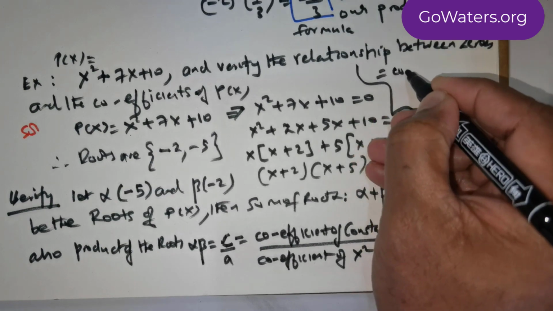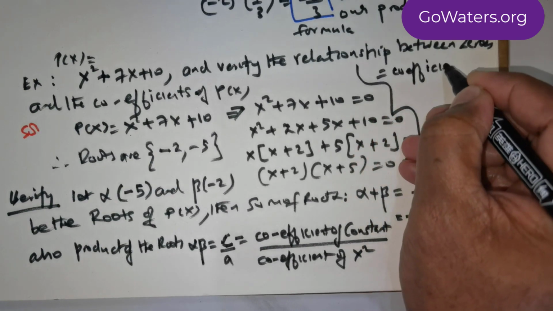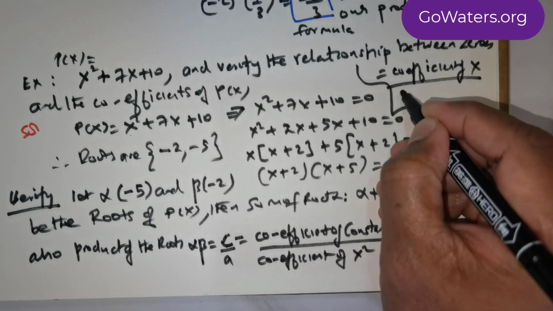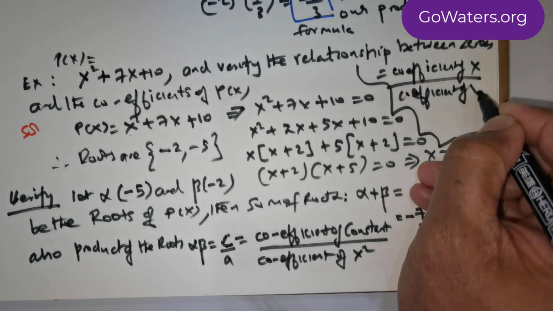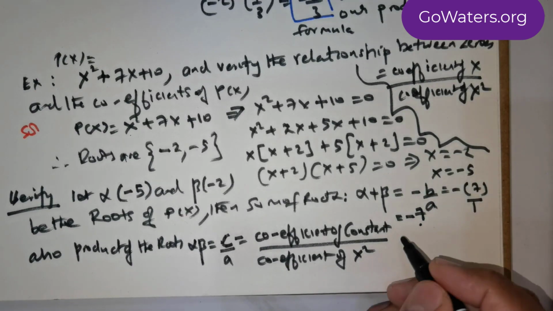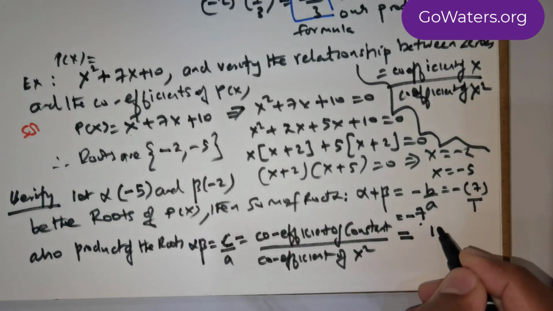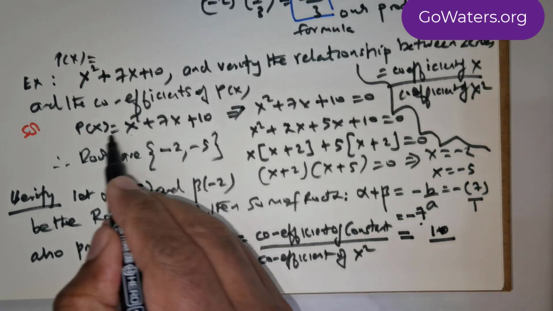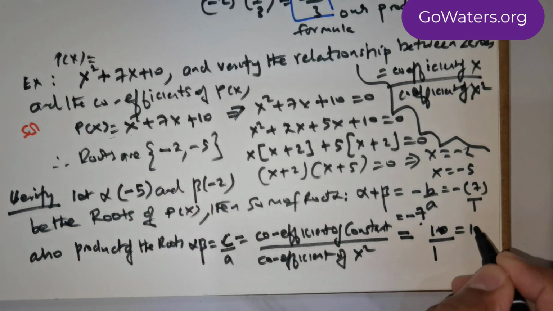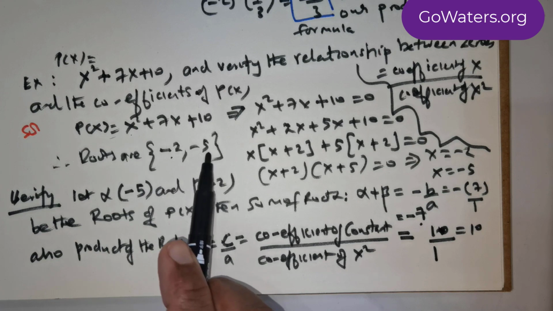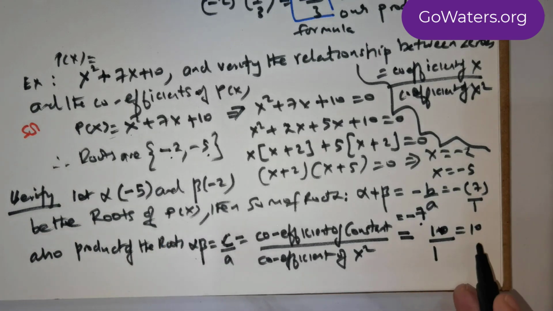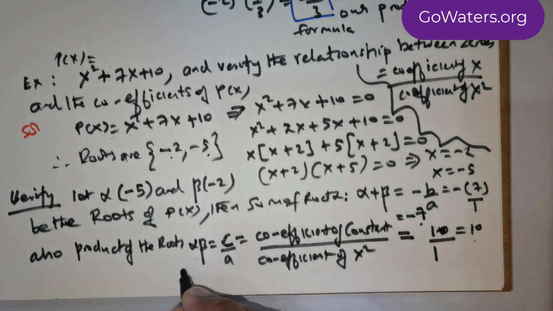This is nothing but the coefficient of x term divided by coefficient of x squared term, right? So which is equal to 10 divided by coefficient of x squared, which is going to be 1, which is equal to 10. So similarly, clearly you can actually see that here. The product of the roots, negative 2 multiplied with negative 5, will give you 10, right?